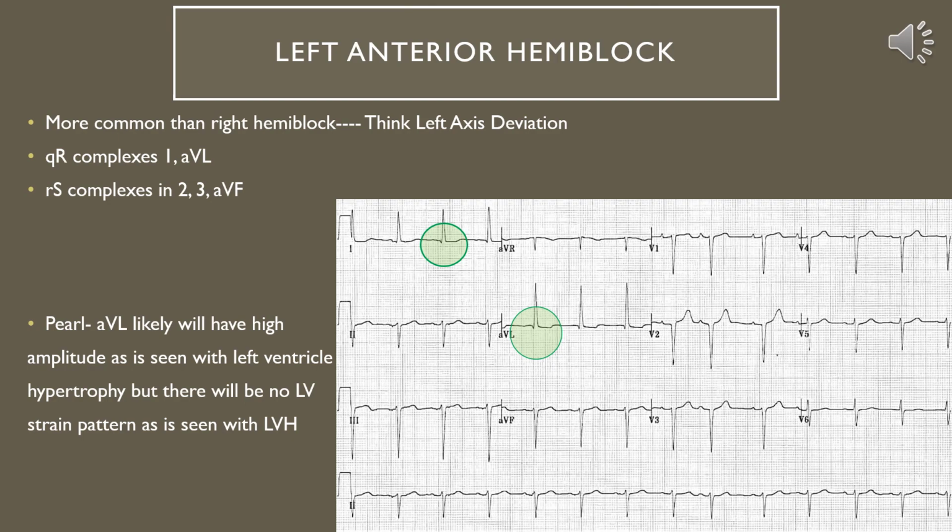A lot of times these left hemiblocks can be pretty benign. They do not necessarily note any kind of impending doom for your patient. A lot of times we'll see this with hypertrophy and the other things that we have listed with axis deviations on those previous slides. So those should be on your mind along with left anterior hemiblock.